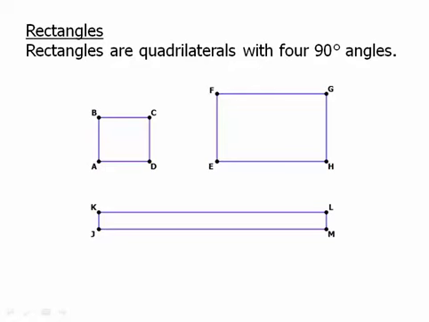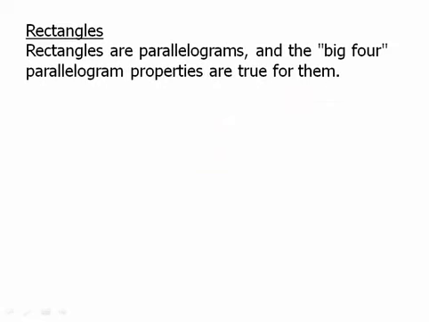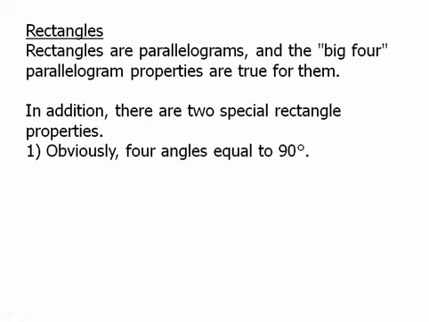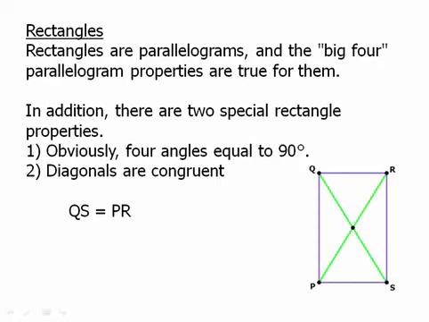So rectangles have all equal angles. And in fact, one of those rectangles, EFGH, is a golden rectangle. Rectangles are parallelograms, and the big 4 parallelogram properties are true for them. In addition, there are 2 special rectangle properties. Obviously, all 4 angles are equal to each other, and the diagonals are congruent.